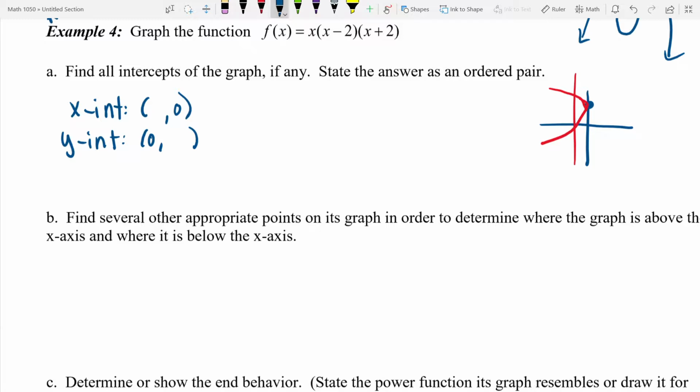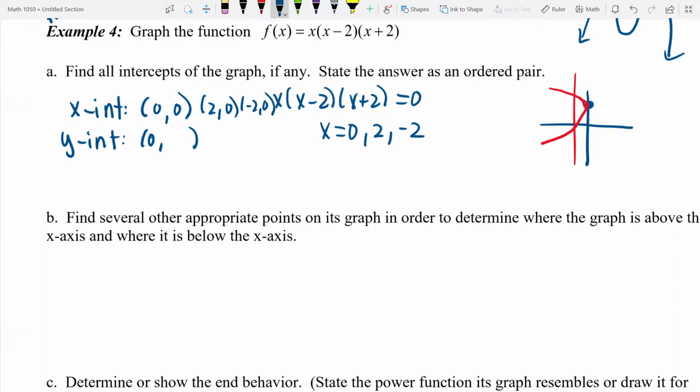Okay, here we go with x-intercept. Let y be 0. So everybody go x times x minus 2 times x plus 2 equals 0. So now I have x equals 0, 2, and negative 2. So I'm going to have a 0, 0. I'm going to have a 2, 0. And I'm going to have a negative 2, 0. You guys, the x-intercepts are the ones that you have to decide if they bounce or cross. All of the exponents are 1s. Therefore, they all cross. So let's put C's right there, okay?